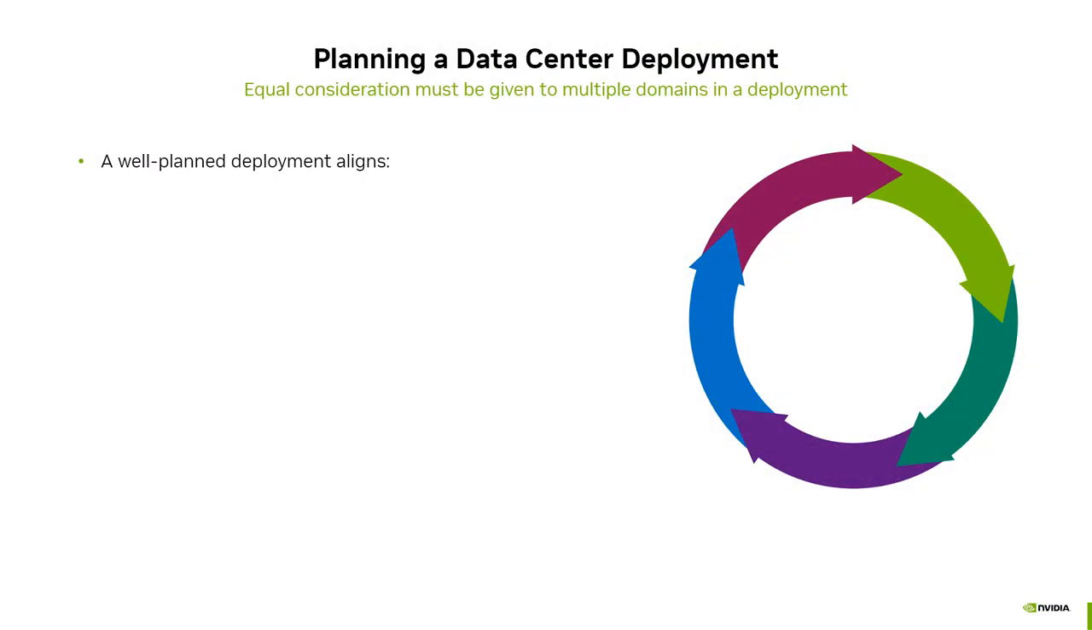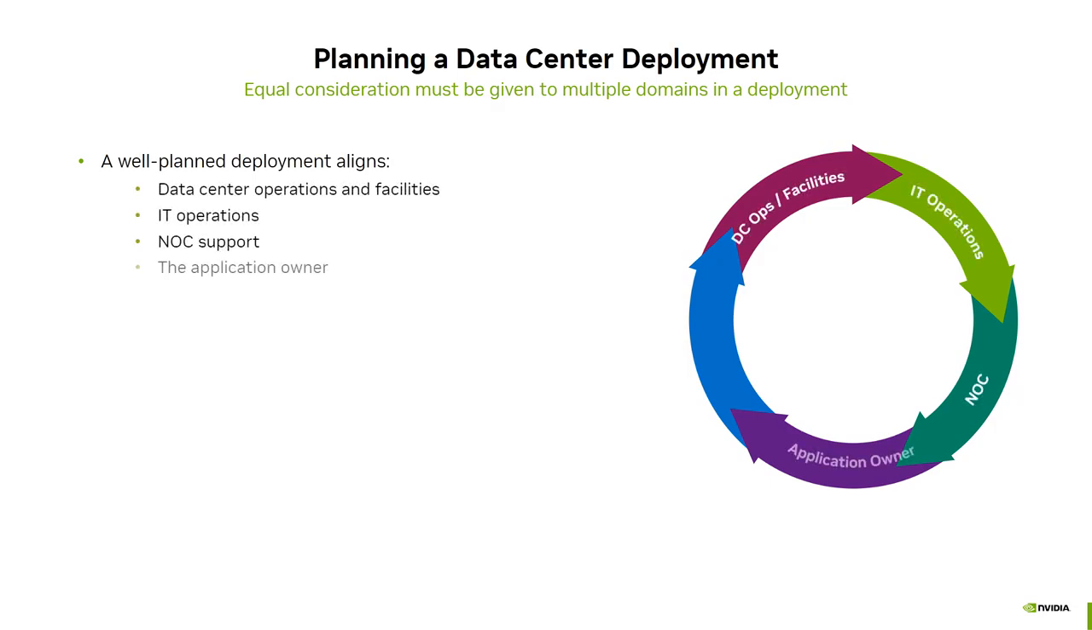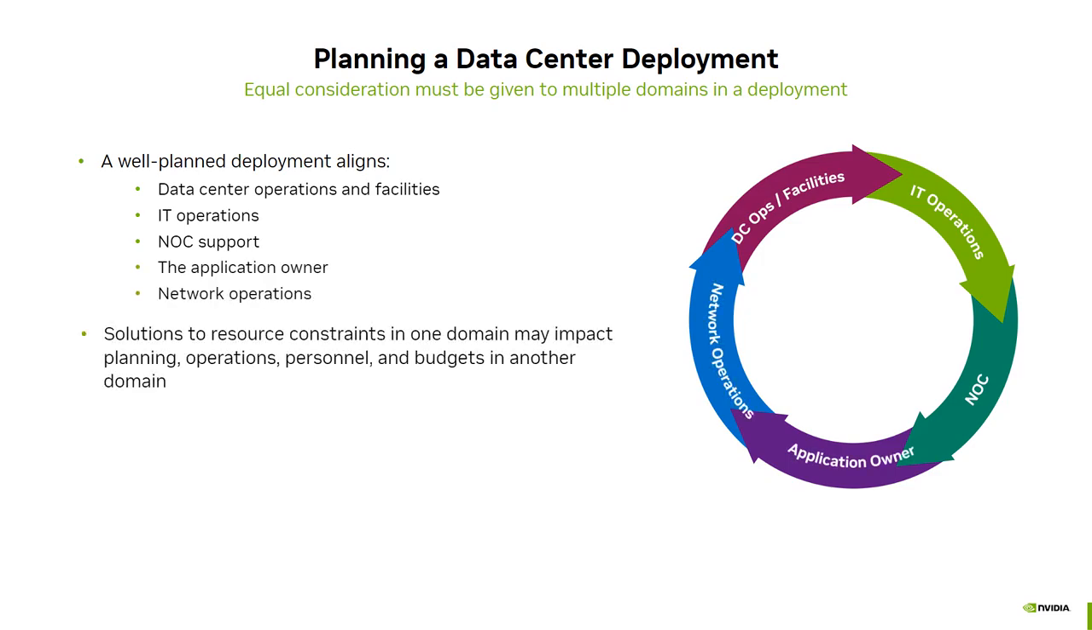Planning a data center deployment requires a balance between all 5 of the process domains: data center operations, IT operations, NOC support, the application owner, and network operations. These 5 domains must continuously be coordinated and balanced to ensure a successful deployment.